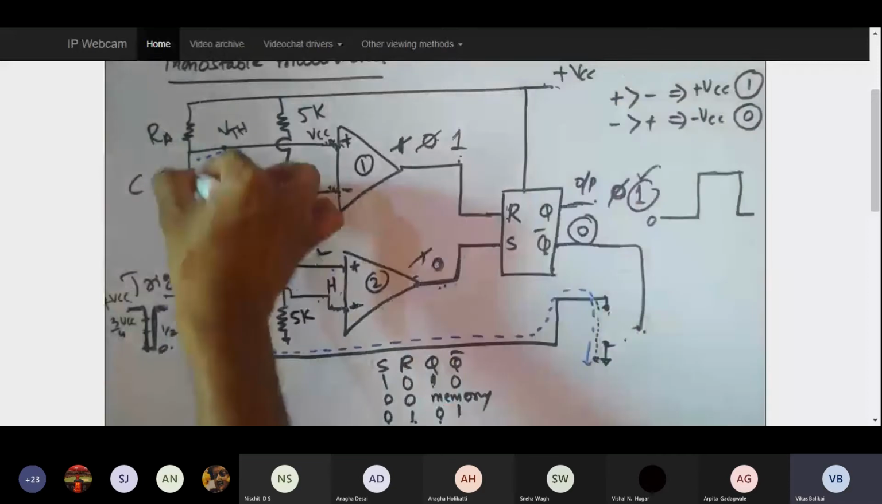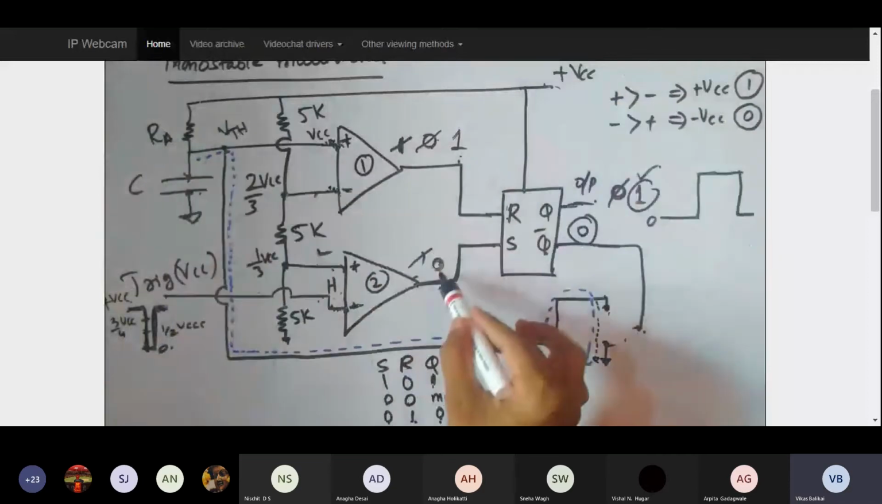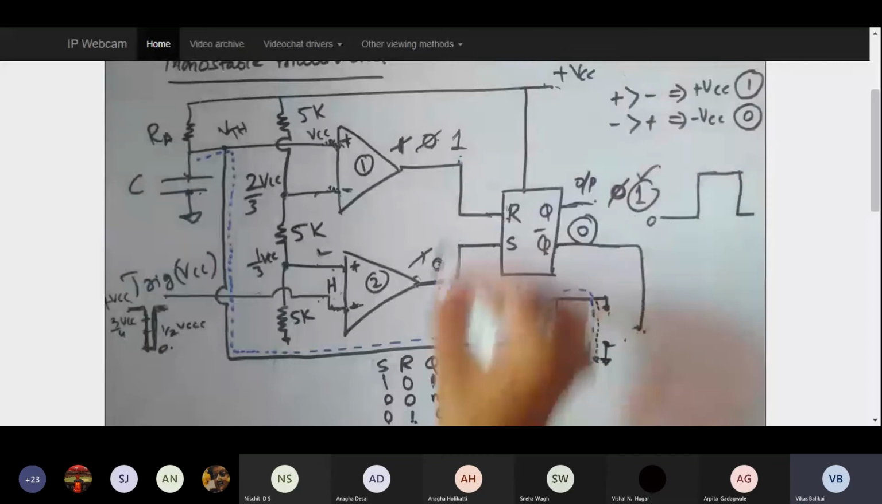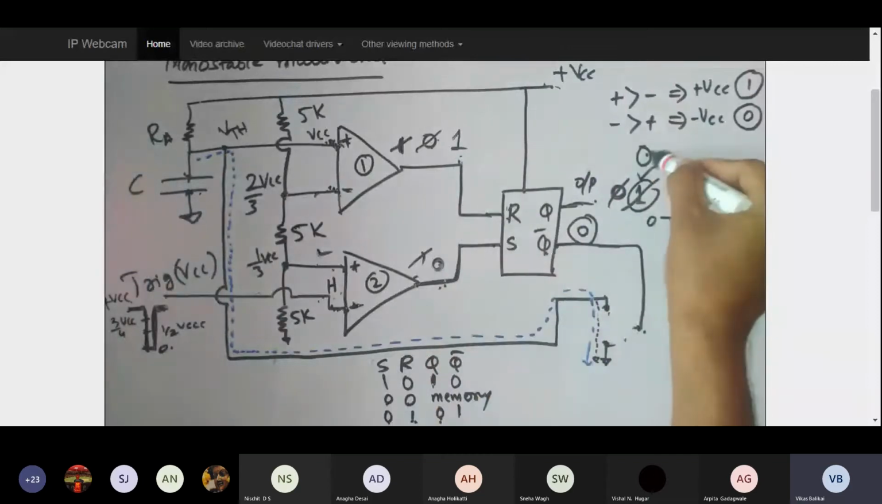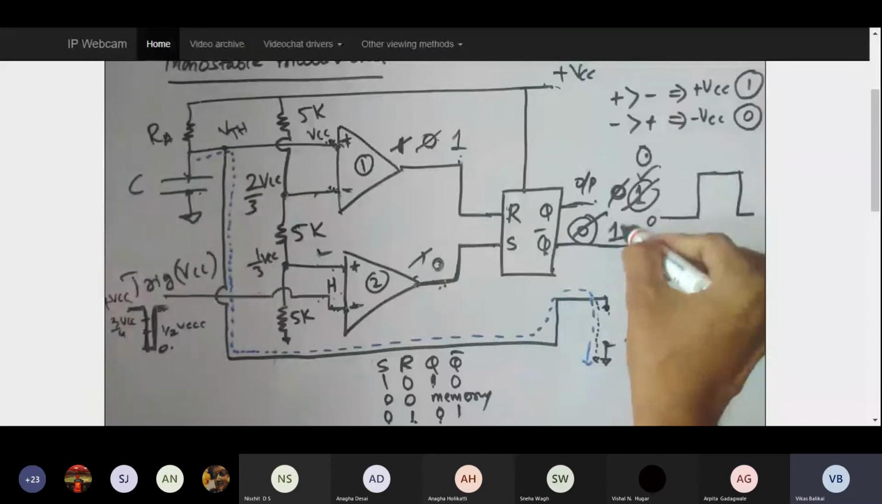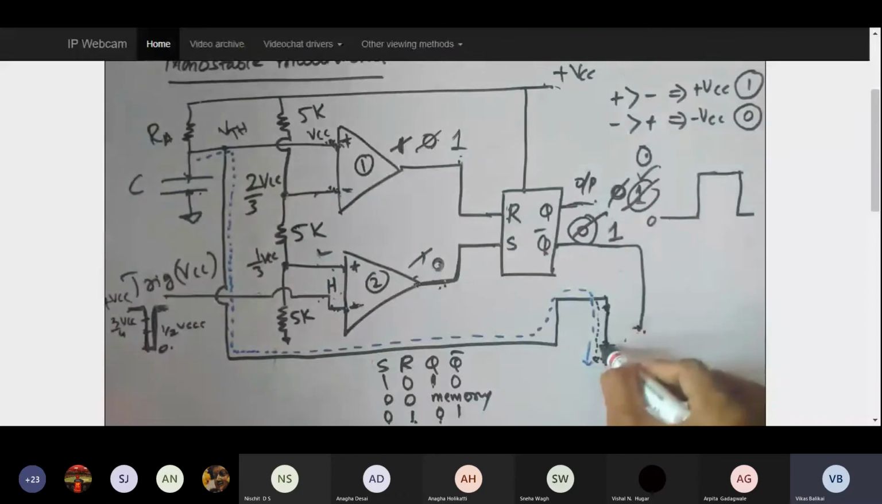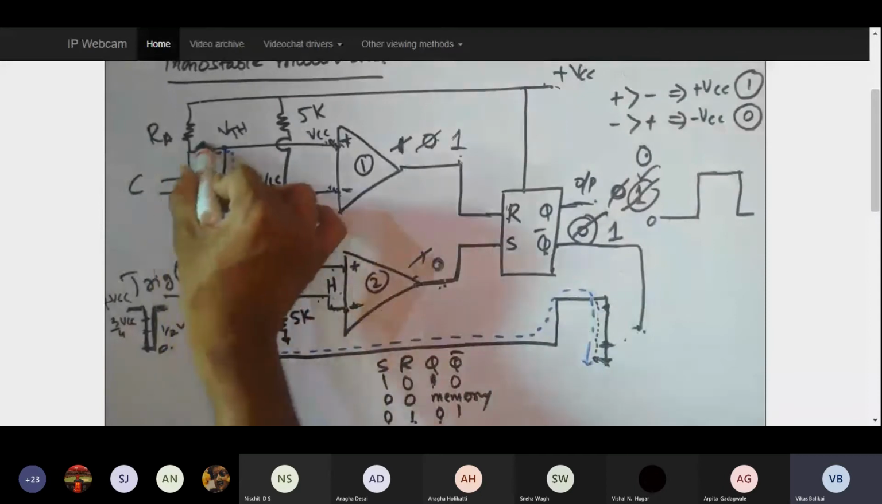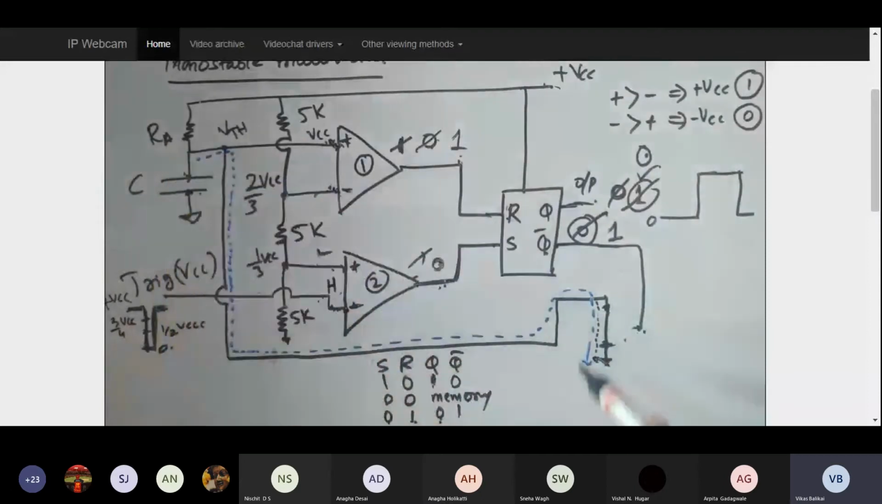In the meantime, the previous output was S equal to 0, R equal to 1. When S equal to 0, R equal to 1, Q became 0. Q is 0, so Q bar is 1. Q bar being 1 creates this path. Since this path is created, whatever is the remaining capacitance, or the potential stored in the capacitor, will discharge over here and the capacitor will now be empty.